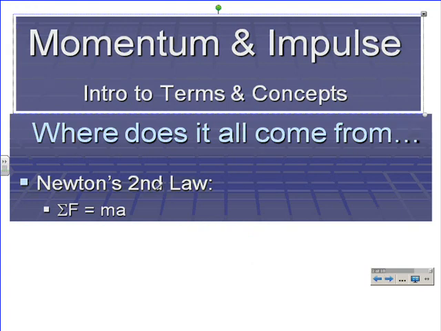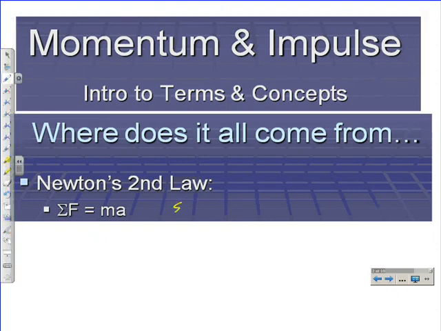Where does it all come from? It starts with Newton's second law. Here we are, right? Sigma F is equal to m times a. And we looked in the last chapter at the relationships between these things: if net force increases, then acceleration increases, a direct relationship; if mass increases, the acceleration, or the rate of change of velocity, decreases, an inverse relationship. Those are all things we talked about in the last chapter.